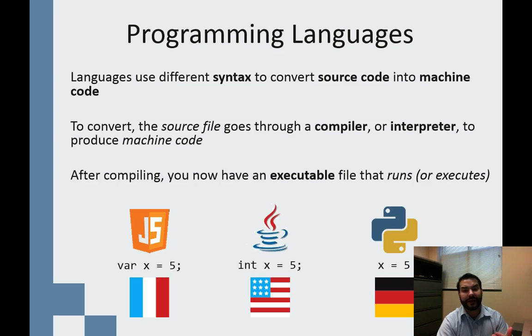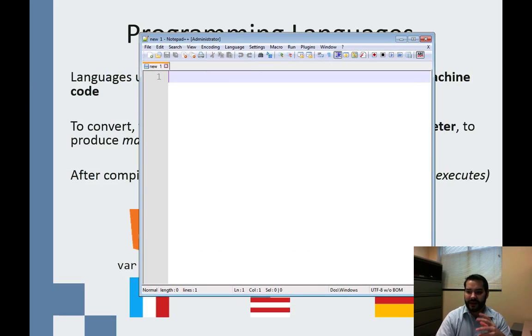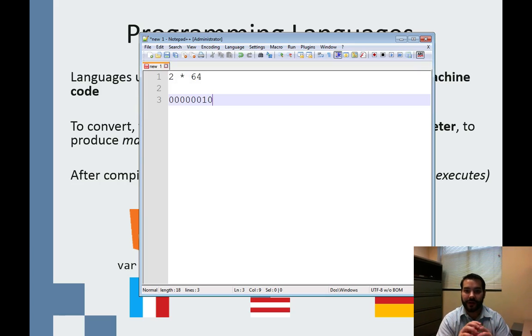Because obviously, I don't want to have to do MV. Let's think about, for example, the idea of just simple addition, or simple multiplication. Simple multiplication is just repeated addition. So if I were to load up Notepad++ and say something like 2 times 64, what I'm really looking at here is 0, 0, 0, 0, 0, 0, 1, 0. I'm looking at the binary notation of 2. If you remember from binary conversion in CIS 110, you can convert this out and you'll get 2.